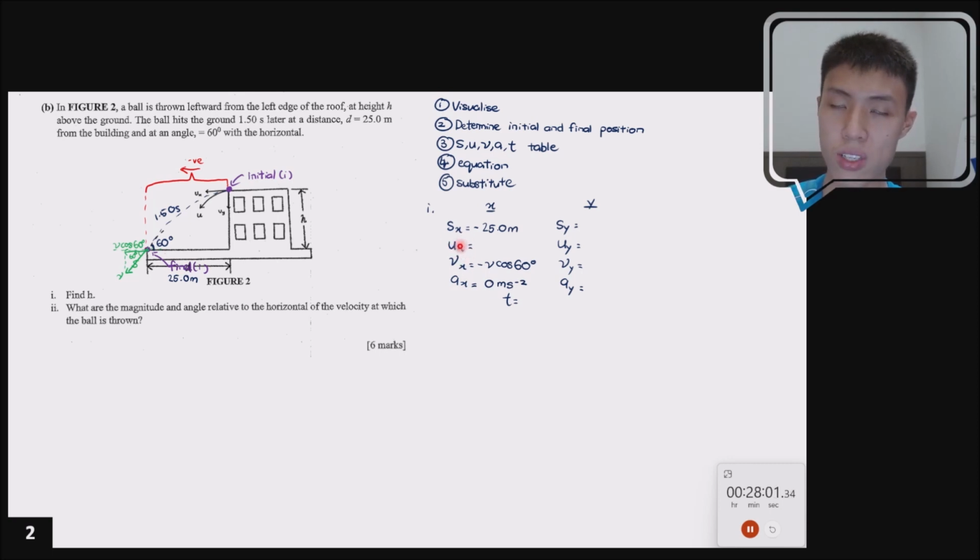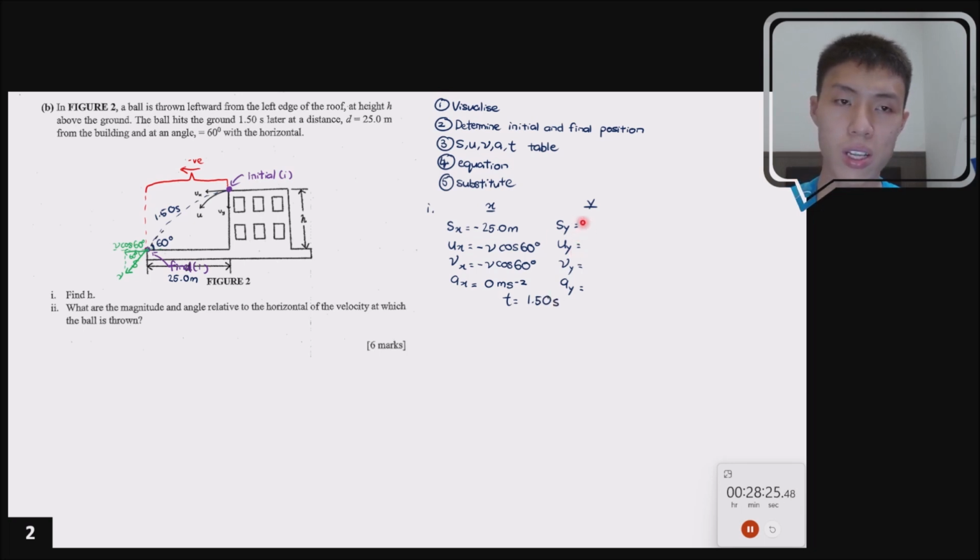The initial velocity for x component will be the same as the final velocity for x component. So this one you can copy it back for the initial velocity x component. This one is the same thing because the velocity doesn't change in the x component. Then the time, we know that it's 1.50 seconds. Okay, move on to the y component.